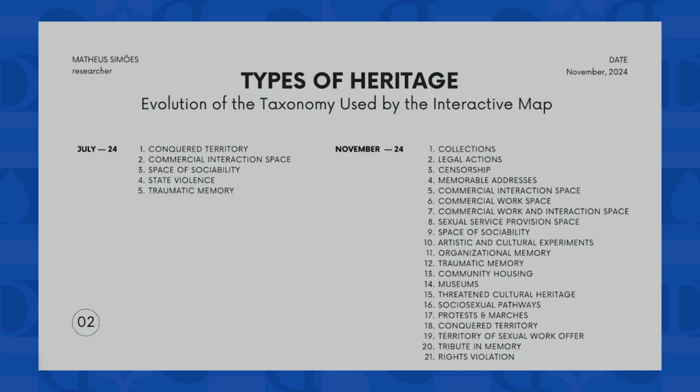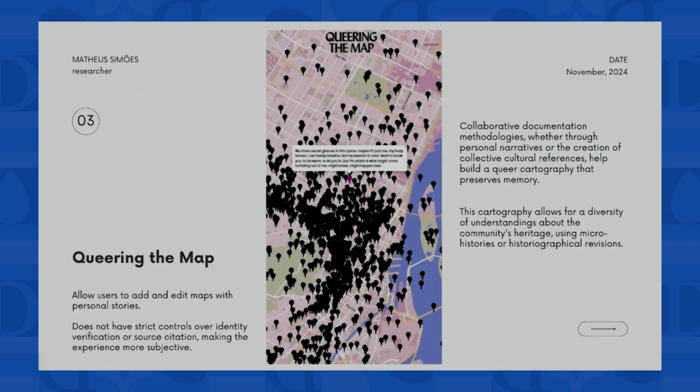The map's evolving taxonomy reflects a more detailed, critical approach to various LGBT plus life and struggle dimensions. New narratives enrich documentation, boosting representation and visibility of community experiences. Projects like Queen the Map use OSM, letting people add maps with personal stories. However, unlike the interactive map, Queen the Map lacks strict identity and source checks, making it more subjective.